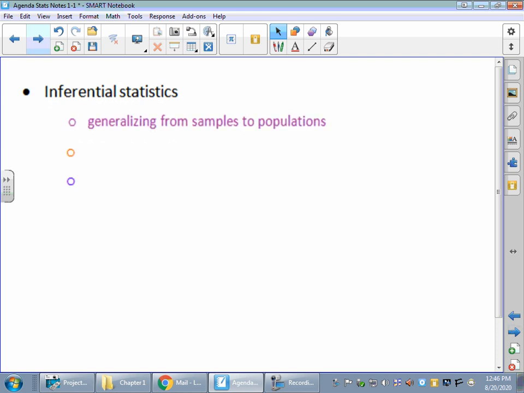So we're generalizing from a sample to a population. I'm saying, oh, well, my first hour class, all the students with Fitbits walk more. So I'm going to say that probably all people walk more. So I use probability to draw conclusions and make inferences. Making inferences is inferential statistics.